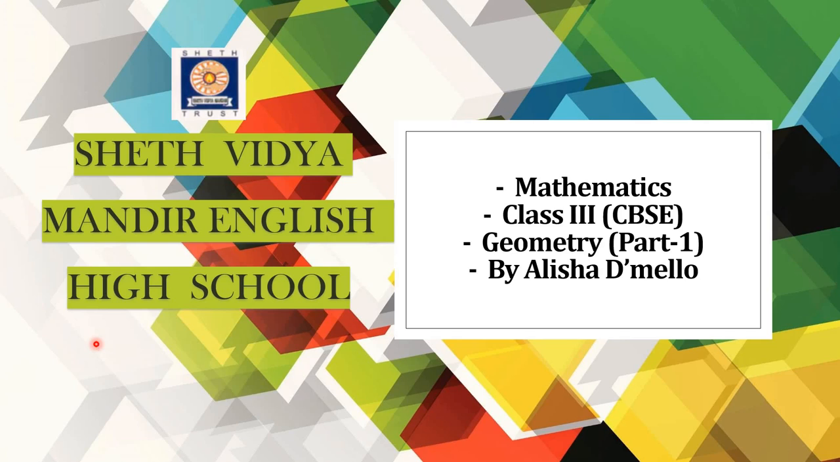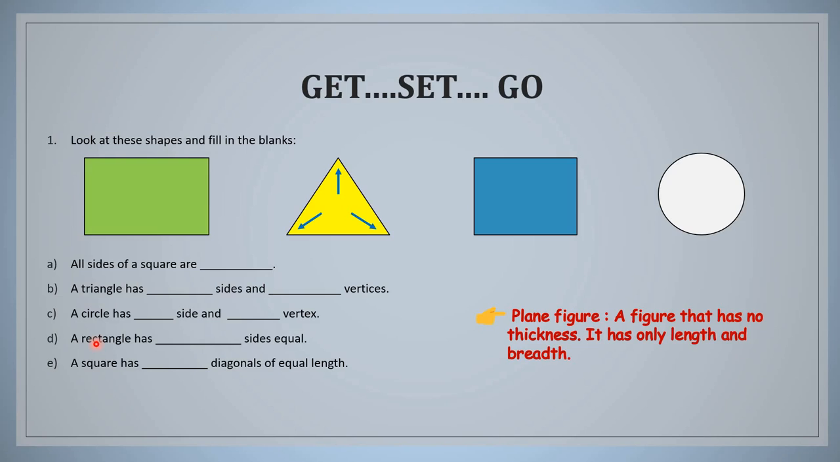We'll be starting with the next chapter, that is chapter number 7, geometry. So the geometry chapter is basically based on different types of objects and shapes. So we are going to study shapes in depth in this chapter. So let's begin first with our exercise, get set go.